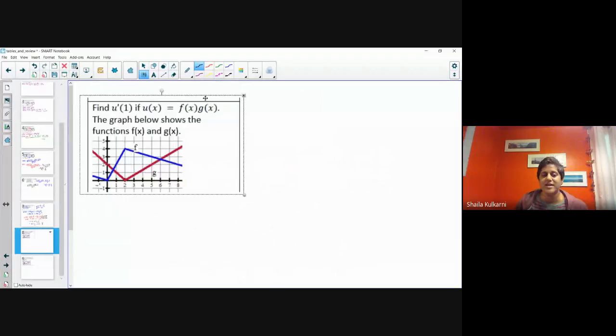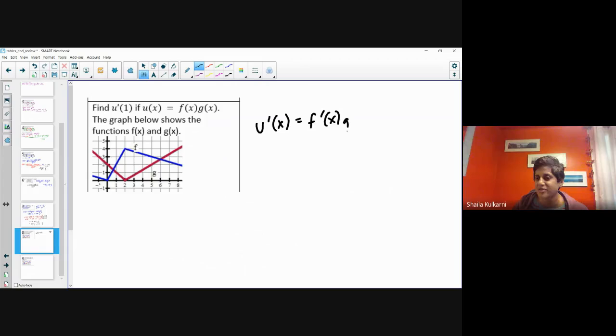Okay, 2 more to go. Let's look at this one. It says find u prime 1. So find the derivative and plug in 1 if u of x equals f of x times g of x. Oh, we got ourselves another product rule. So I'm going to take a moment and write out the product rule. Aren't you getting such good practice of writing out the product rule in this case? And then again, I'm going to plug in 1.